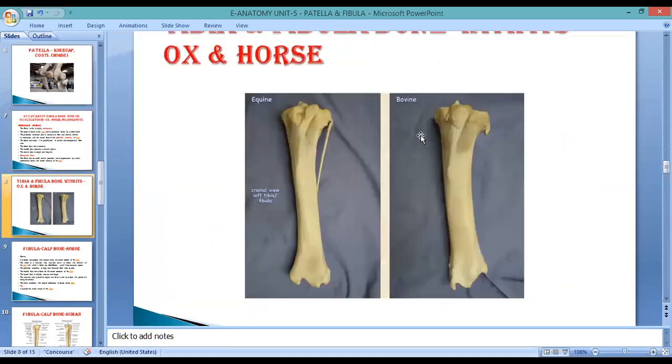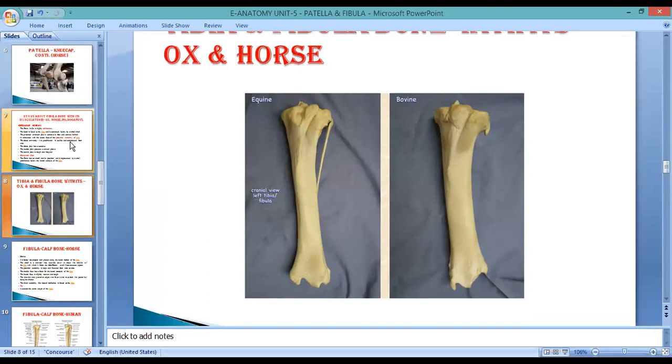You see the picture. This is the rudimentary, highly rudimentary. This is the comparison of the equine with the bovine. This is the fibula bone, and this is the fibula bone. So we will discuss first bovine, later on another species. This is the highly rudimentary bone located on lateral aspect of tibia and also somewhat helps in the formation of stifle joint. Here at the top the stifle joint is formed, so to some extent it also has a role.